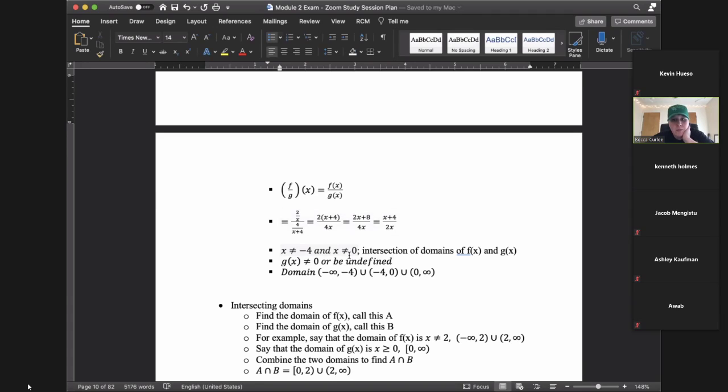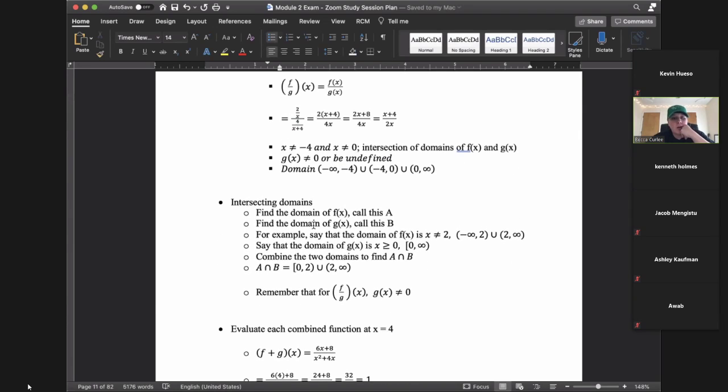But remember that it's the intersection of the domains of f of x and g of x for this entire thing. So you can't have g of x equals 0 or be undefined. And g of x is right down here. So the domain is still the same thing, negative infinity, negative 4, union negative 4, comma 0, union 0, comma infinity.